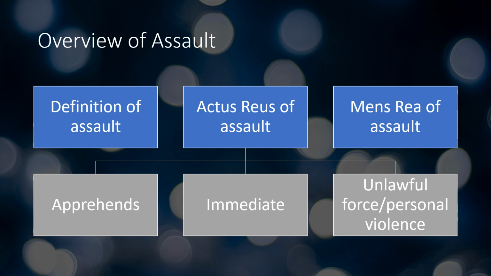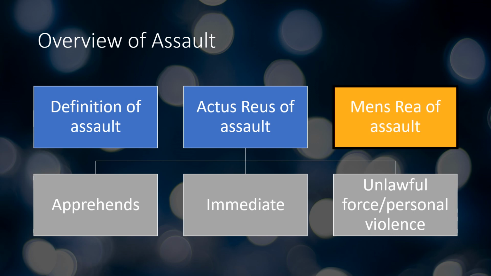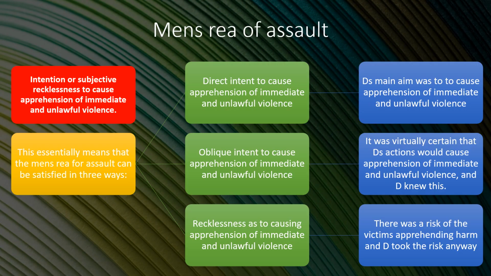So as with every crime, we've now considered the actus reus of assault. We then need to consider what the mens rea of the offence is. And this, quite simply, is the intention or subjective recklessness to cause apprehension of immediate and unlawful personal violence or force. So this essentially means that mens rea for assault can be satisfied in three ways.